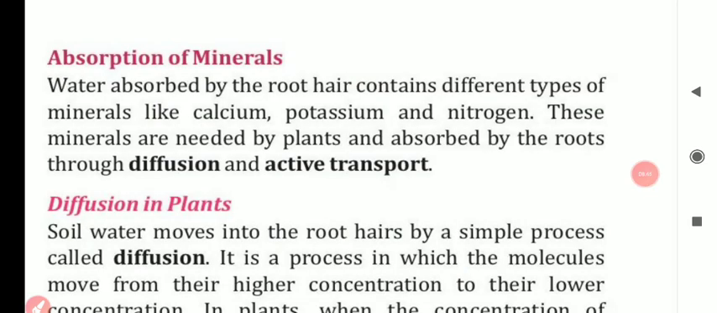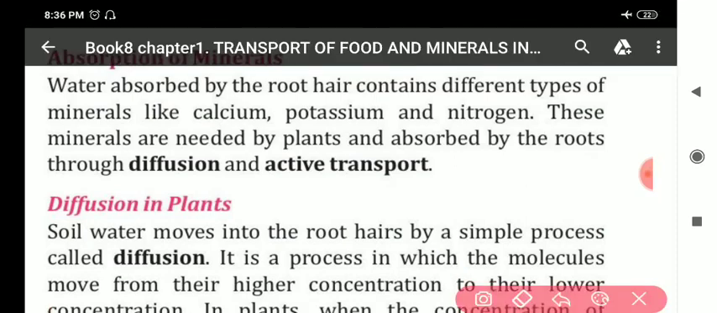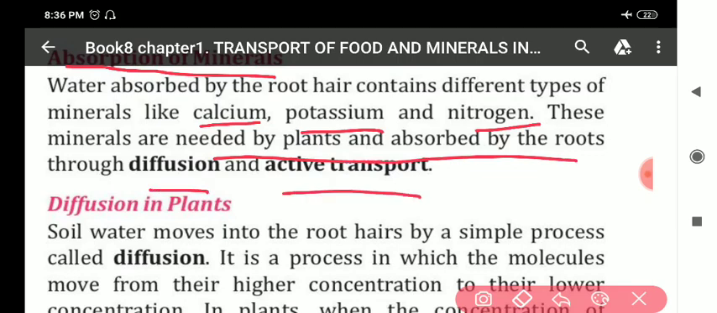Yes, my dear students, next we will discuss absorption of minerals. There are a lot of minerals which are absorbed from the soil, like calcium, potassium, nitrogen. Different minerals are absorbed by the roots from the soil. It is done by two methods, diffusion and active transport.